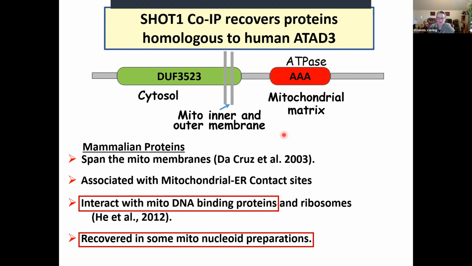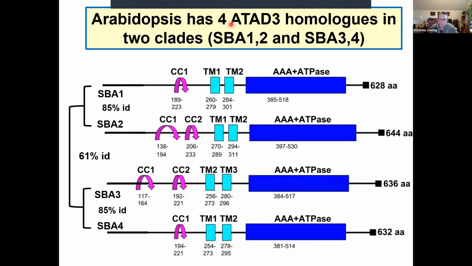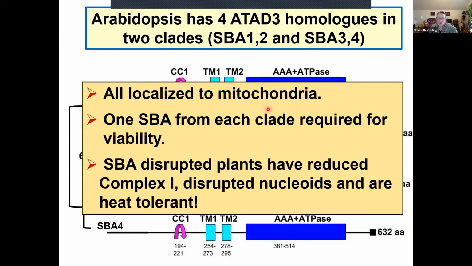So what are ATAD3 proteins in Arabidopsis? It turns out that Arabidopsis has 4 homologs of these ATAD proteins in 2 clades, and we've designated them as SHOT1 binding ATPases. And you can see the 2 clades here with 85% identity within clades, and between the clades 61% identity. And again, the internal ATPase domain in the matrix and the external DUF domain with membrane spanning regions. Well, further analysis of these 4 proteins in Arabidopsis has shown that they're all localized to mitochondria. Genetics shows that we need 1 SBA gene from each clade for viability. So these are essential, which is also true in mammals and other metazoans.